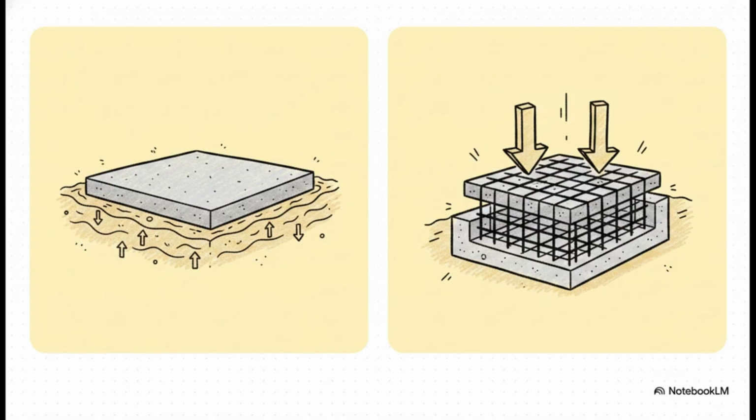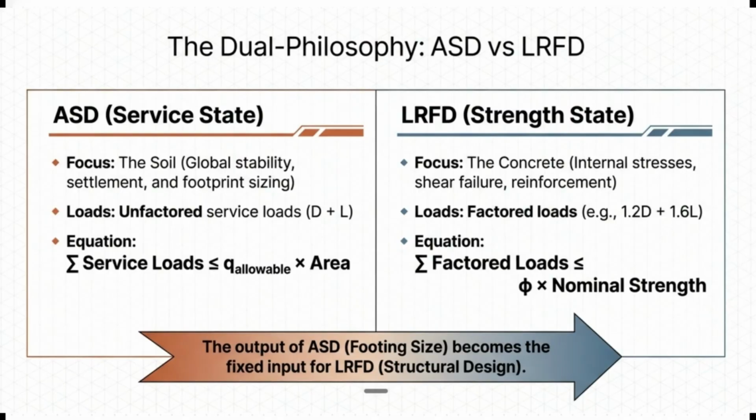But once that area is locked in, structural engineers take the wheel using factored loads, LRFD. We apply load factors, like 1.2 for dead load and 1.6 for live load, just to figure out the internal concrete thickness and the steel reinforcement needed to stop the foundation itself from snapping in half.